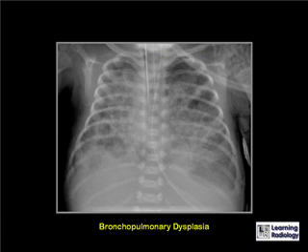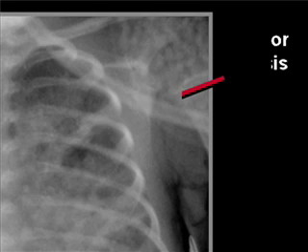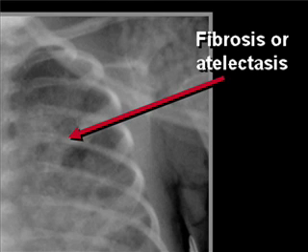This is an example of bronchopulmonary dysplasia. The lucent area represents an area of air trapping. The dense area represents an area of either fibrosis or atelectasis.